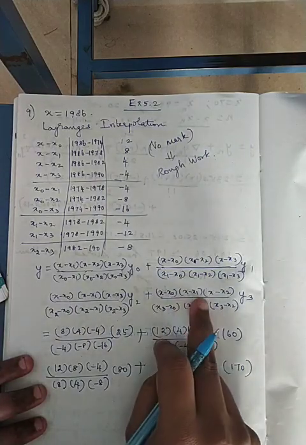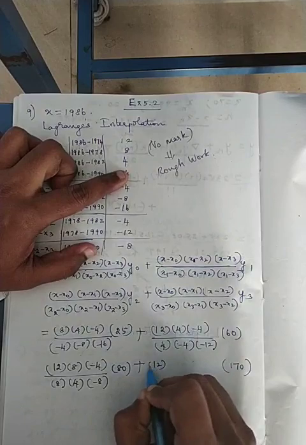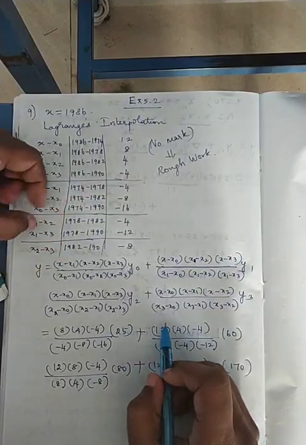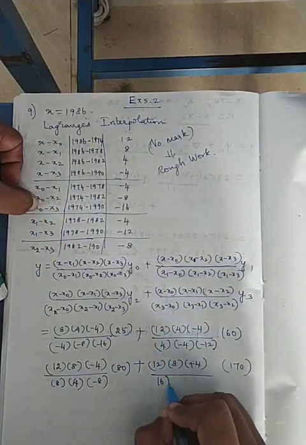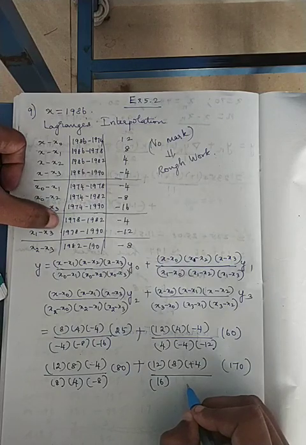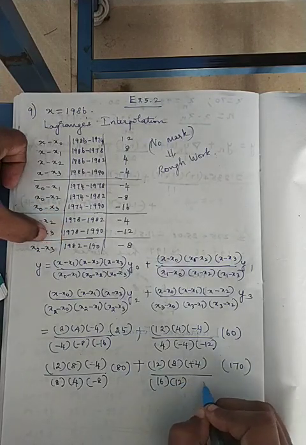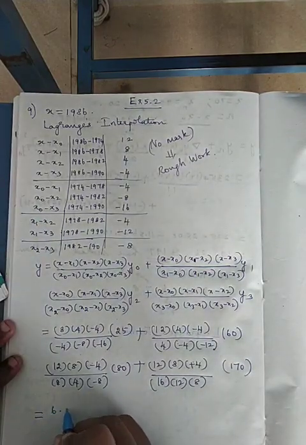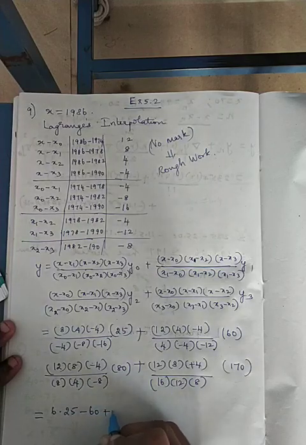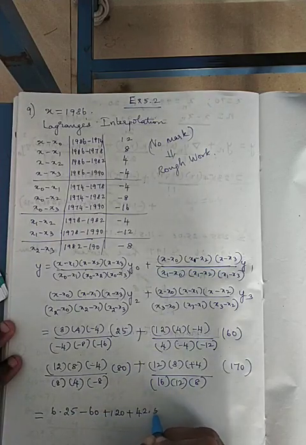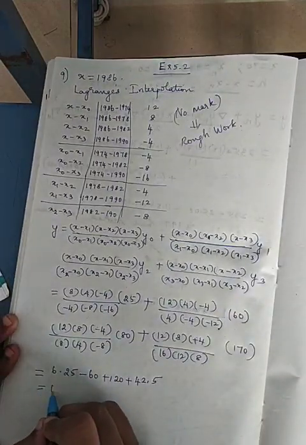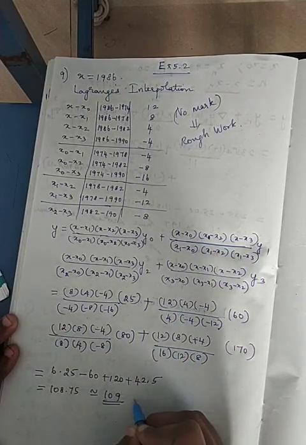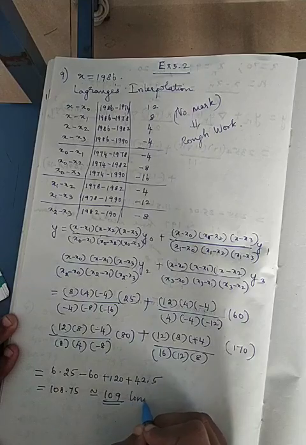What will be here? The remaining portion. Leaving out the last one, I have to take the other 3. 8 into plus 4 divided by x3 minus x0. x3 minus x0 is 16. Then x3 minus x1 will become 12. x3 minus x2 will become 8. After all the substitutions, I can say I will be getting 6.25 minus 60 plus 120 plus 42.5, which will be equal to 108.75, or approximately 109 tons estimated output.